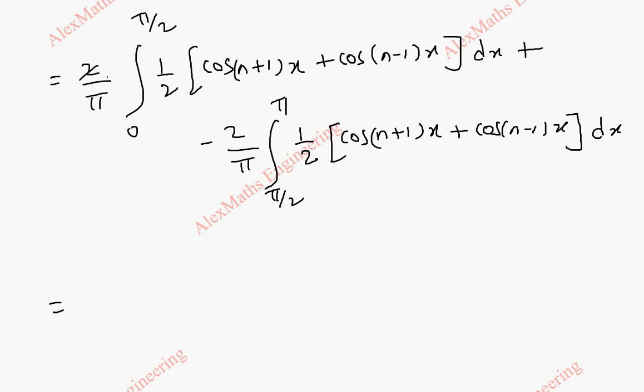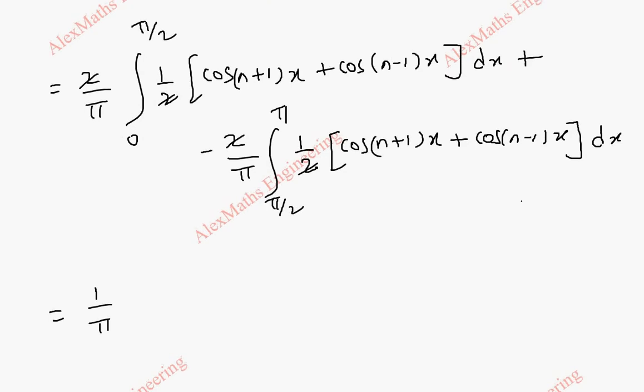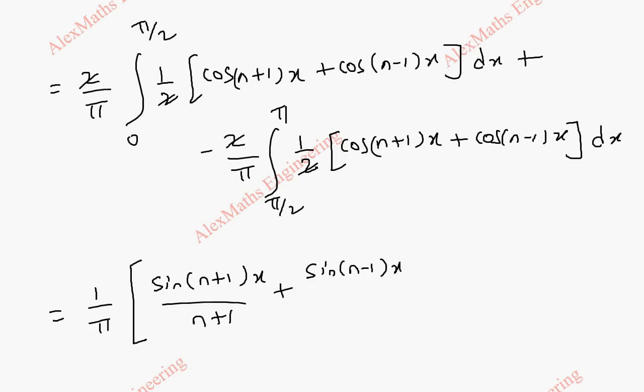Here we can cancel these 2 and 2, and these 2 and 2. We have 1 by pi. So 1 by pi, and here, open bracket, cos integration is sine. So sine (n plus 1)x by (n plus 1) plus sine (n minus 1)x by (n minus 1). Then minus this, we will close and put a separate integral, limit 0 to pi by 2.